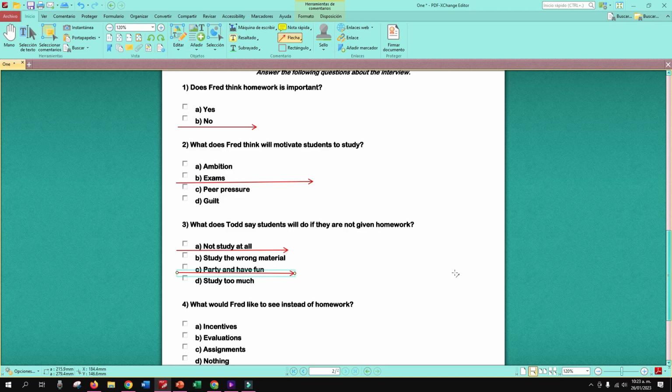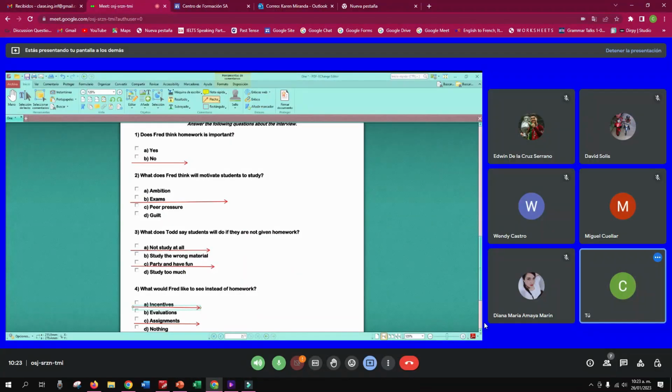Okay. And the last one. What will Fred like to see instead of homework? Incentives, evaluations, assignments, or nothing? You should choose two, right? Assignments. Assignments, that's one. And the other one? Yeah, the first, incentives. So, incentives and assignments. Excellent, very good.